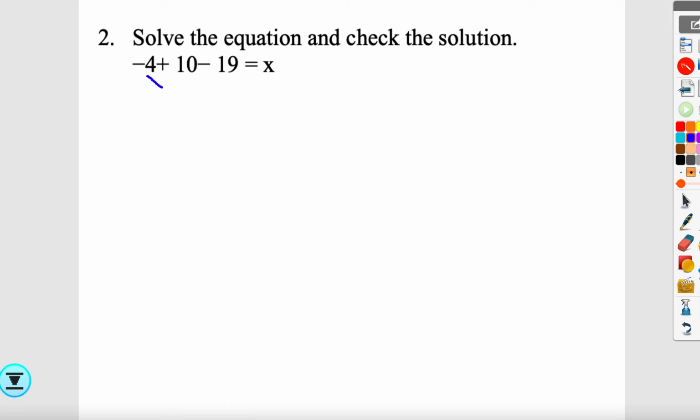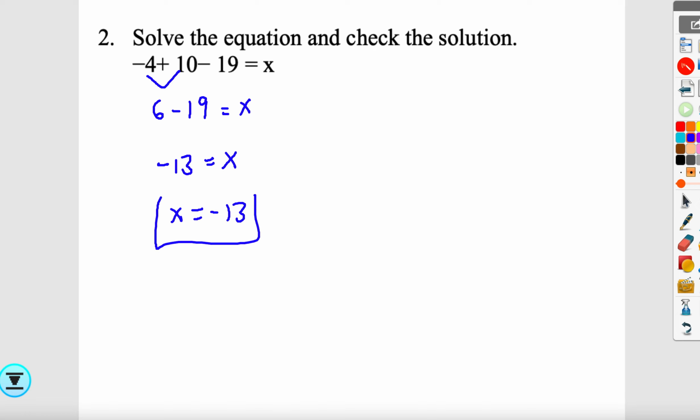Negative 4 plus 10. We owe the bank $4, but deposit 10. So now we have $6 to our name to spend. But then we spend 19 because we just wanted to spend 19. Now we owe the bank 13. And now it's one number and an x. We can flip these, so we get x equals negative 13.